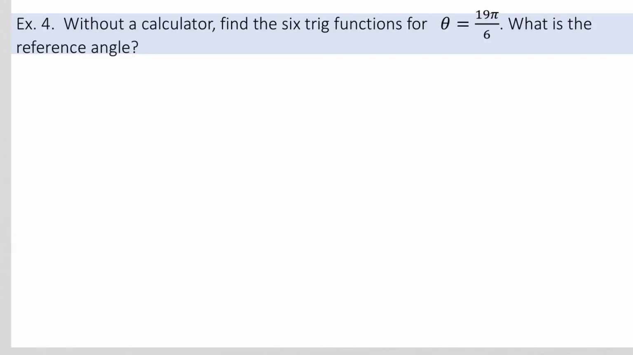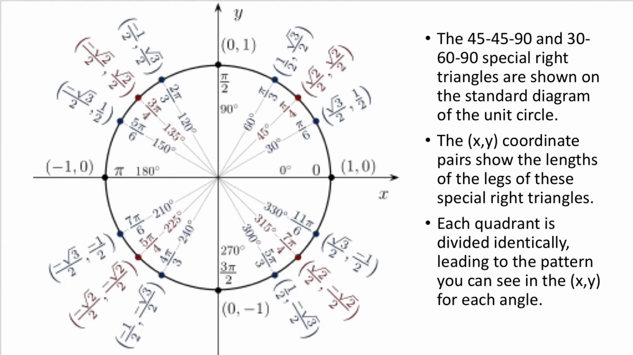So example 4 says, without a calculator, find the 6 trig functions for theta equals 19 pi over 6. What is the reference angle? So let's go back and look at our diagram again. So 19 pi over 6 means I'm looking at 19 of these sixths, and I'm just going to highlight all of them.